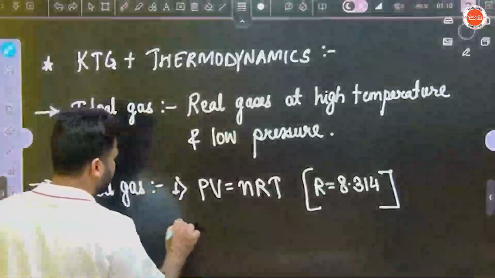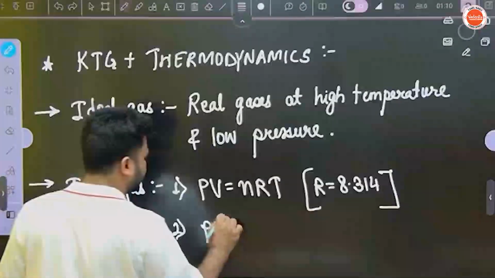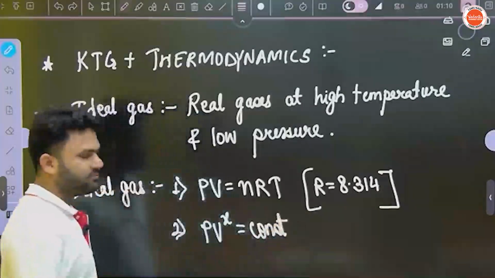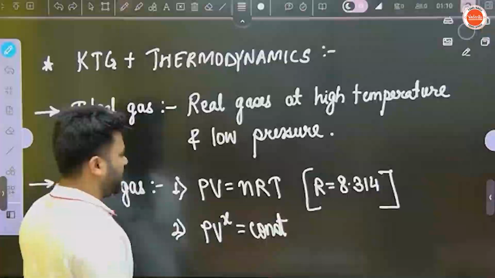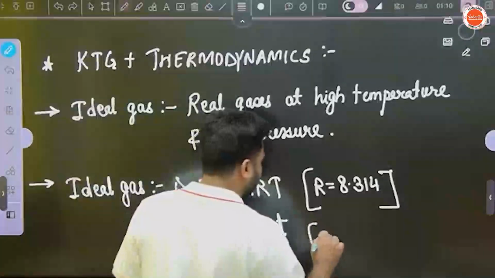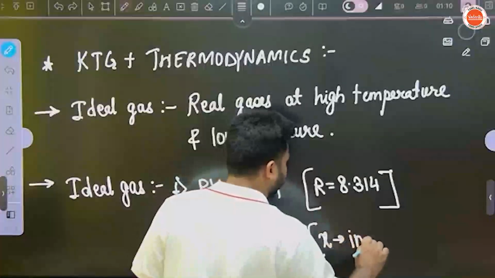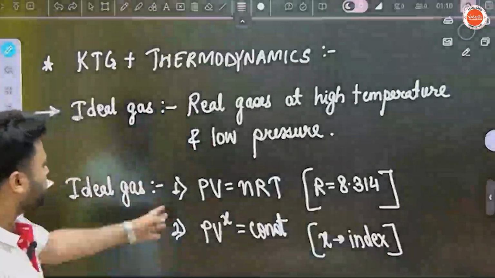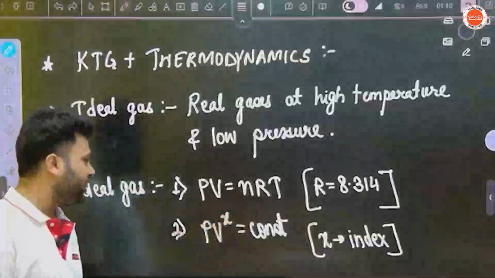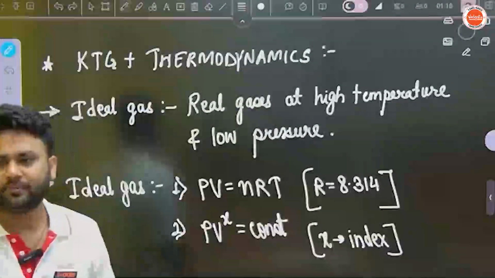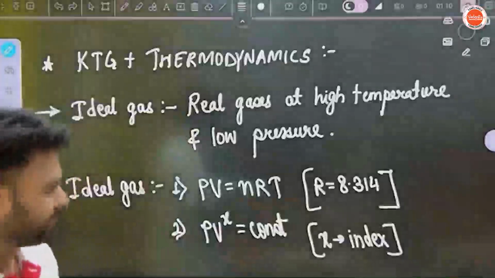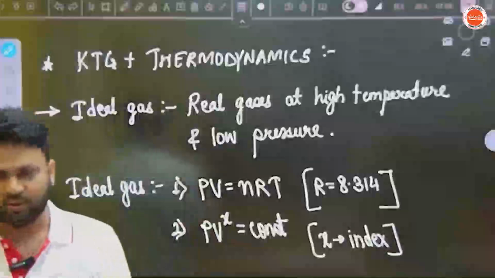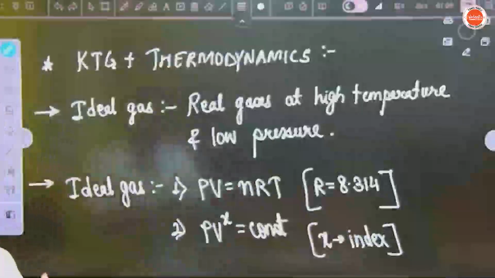And second, they also follow this, PV to the power X equals constant. Correct? Where X is index. We will see what is index and all. But always remember, all ideal gases follow these two equations, PV equals nRT and PV to the power X equals constant, where X is index. Correct? Okay.